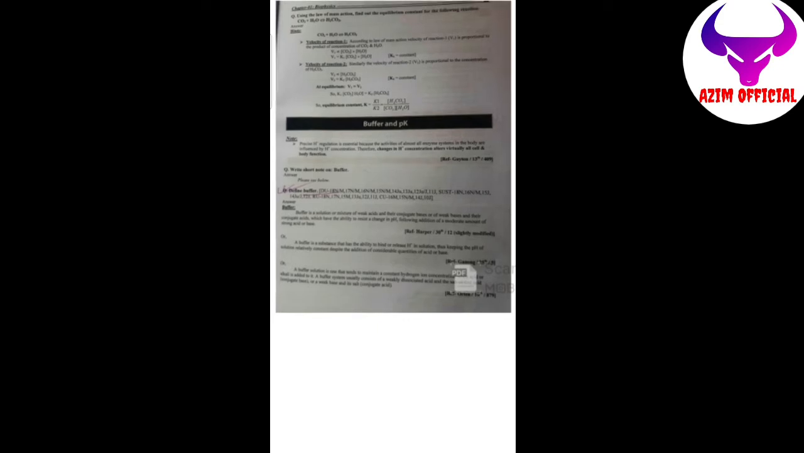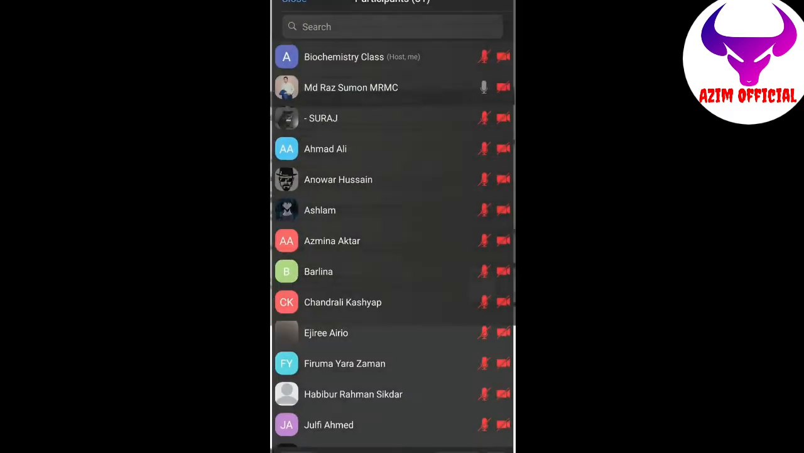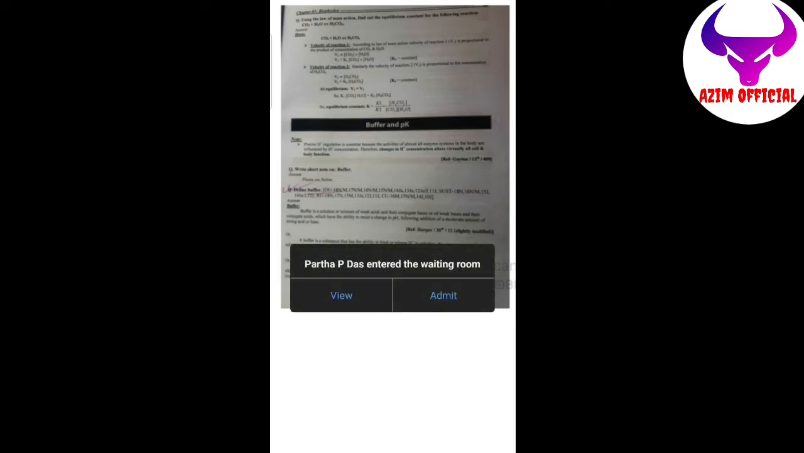Biological importance of law of mass action. Who can say the biological importance of law of mass action? Sir, determination of H plus concentration in pH. Yes. Then, sir, determination of the Anderson-Hasselbalch equation. Yes. Then, pairing unknown substances.